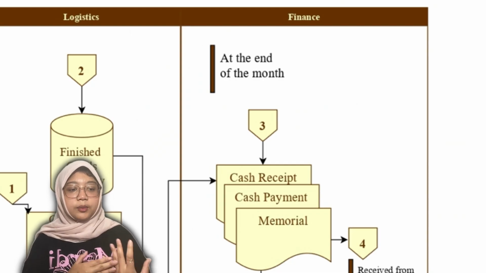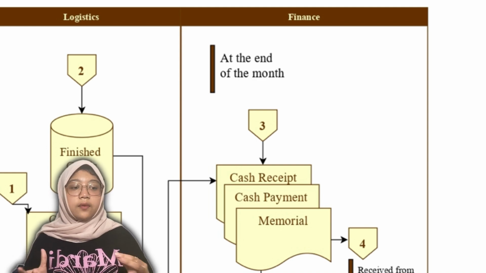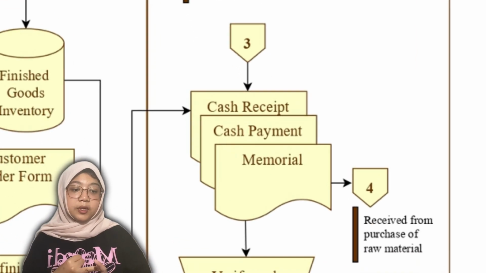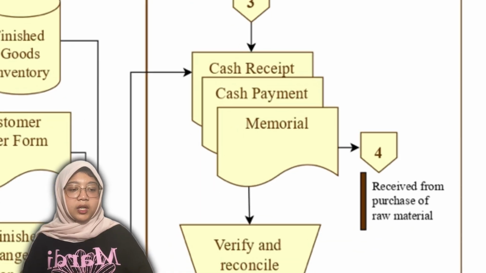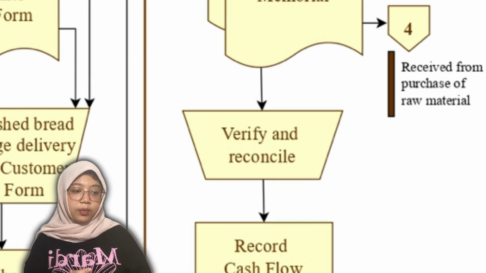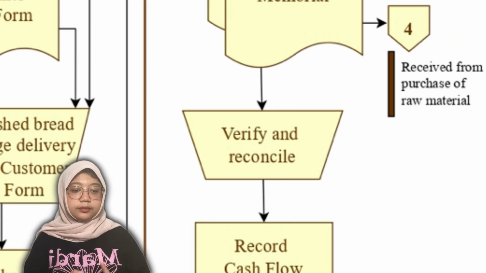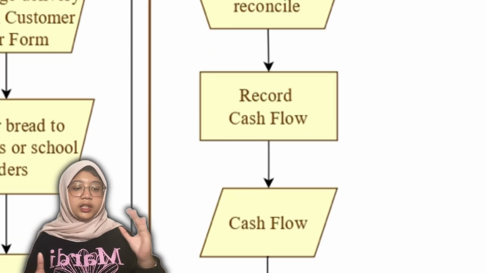And the last one is delivery confirmation and financial recording by the sales and finance departments. Delivery fees or customer payments are collected during or after delivery. The finance department then receives all relevant documents from sales and logistics, including the cash receipts, cash payments, and the memorial entries from purchase of raw materials. The finance department verifies and reconciles all documents to ensure consistency between production, delivery, and payment data. At the end of the month, finance records all the compiled transactions into the cash flow report.